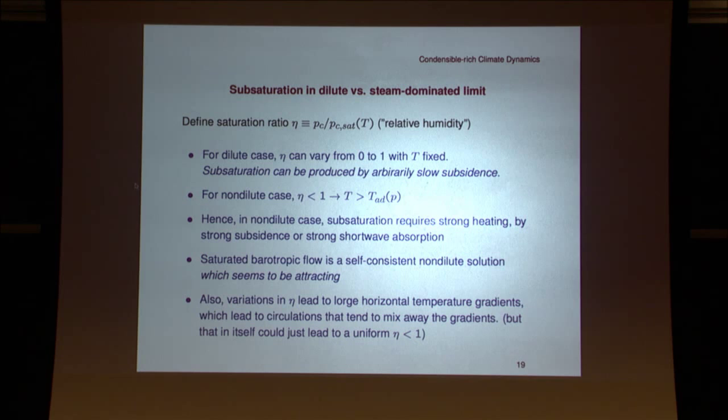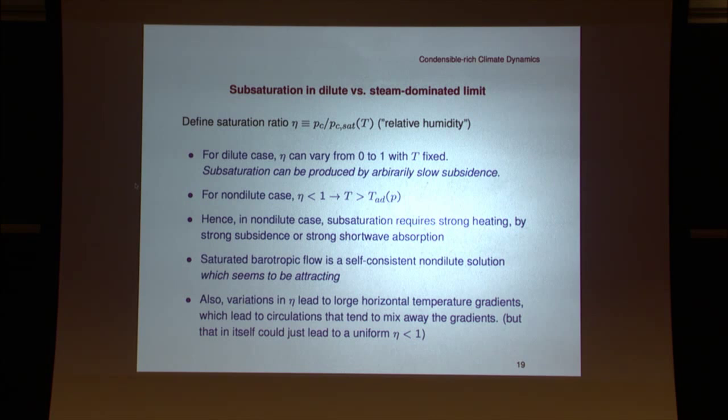So that means that if you try to create dry air by lifting up some air here and pushing some air down there, you create strong temperature gradients which tend to mix away. That doesn't say that it settles down in a saturated state. It just says it settles down in a fairly uniform state of subsaturation. In any event, in order to create subsaturation as you go into the non-dilute limit, you have to have strong heating by one means or another, either by stellar absorption or by strong subsidence. Here we don't have any stellar absorption in the atmosphere, so that's out. That will be explored later.